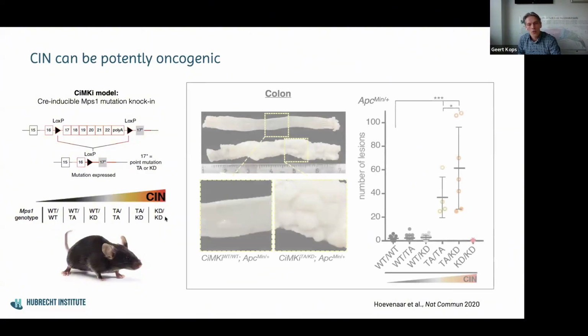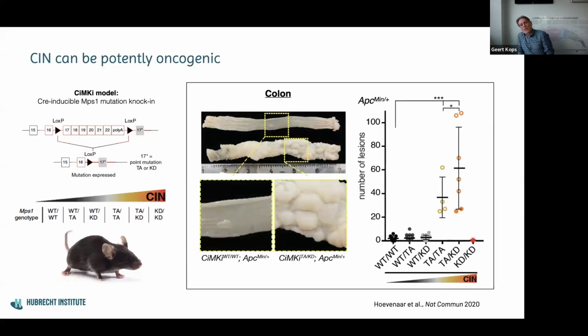When we use this mouse model in an intestinal cancer model with a heterozygous APC mutation, we can see, with increasing degrees of chromosomal instability, the number of colon lesions, which are actually quite rare in this intestinal model. These mice mostly get small intestinal tumors. When we give these mice additional chromosomal instability at the lower level, nothing much happens. Once we get to moderate and high levels, all of a sudden the colon starts to be completely full of polyps.